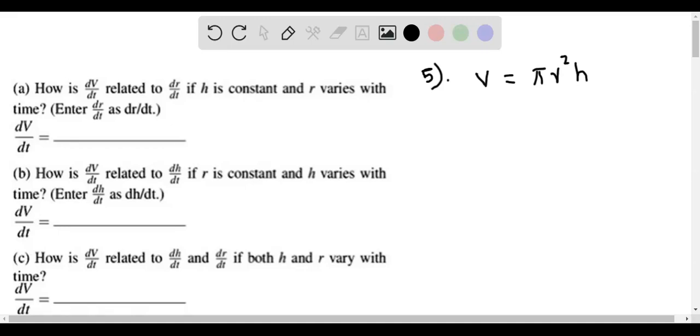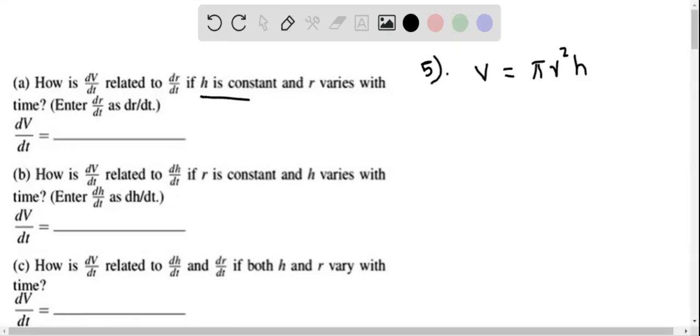Let's answer part A. Here we are given that h is constant and r varies with time. So I'm going to consider h as constant, and this means pi is also constant. I can rewrite this equation as v equals pi h times r squared. Now let's find the derivative of v with respect to time.